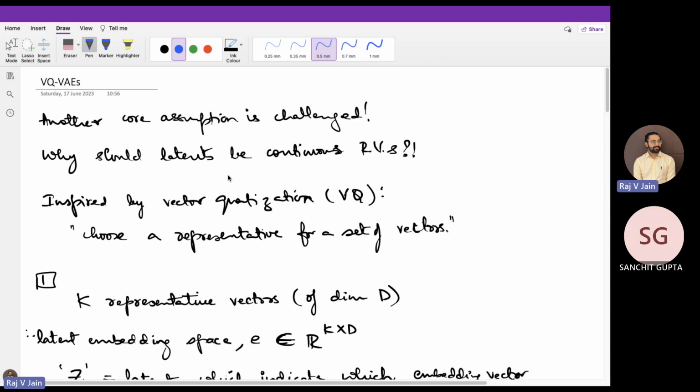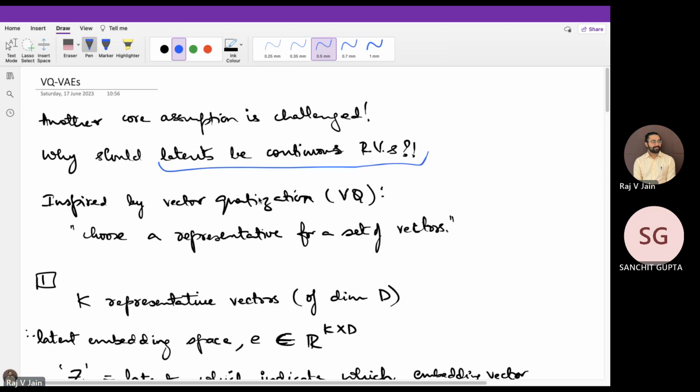So here, something called VQ-VAEs. We have one core assumption that is being challenged in this paper. That is, why should the latents be continuous random variables? Why can't we use some sort of a discrete random variable for the latent? It's inspired by the vector quantization idea. In a big-picture sense, vector quantization is where you want to find a representative for a set of vectors. So you're basically quantizing the vectors in some sense.